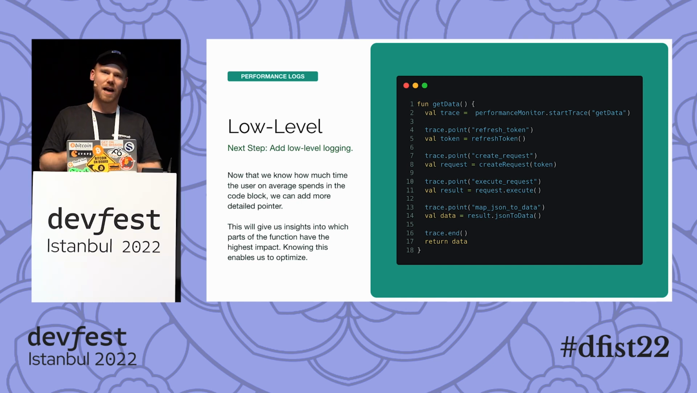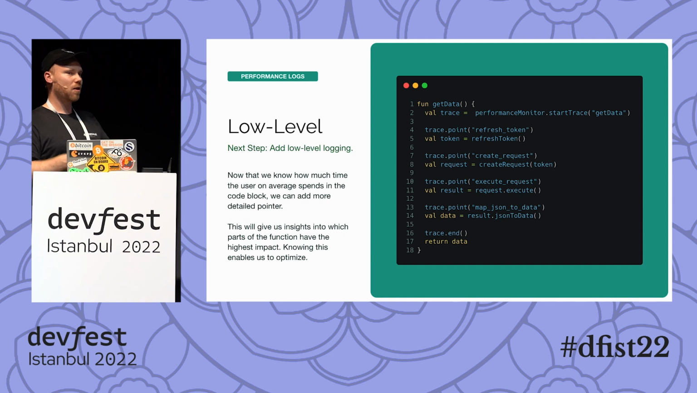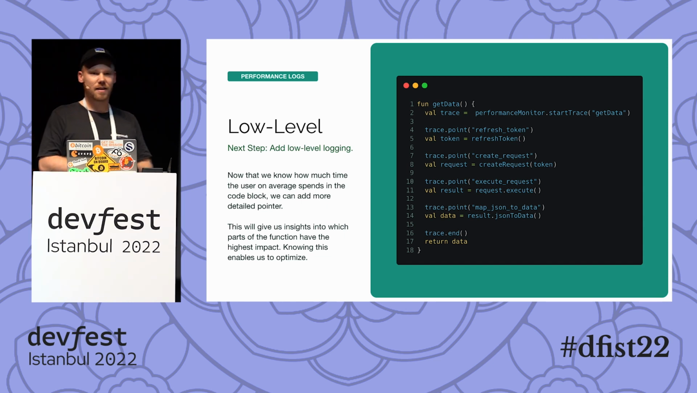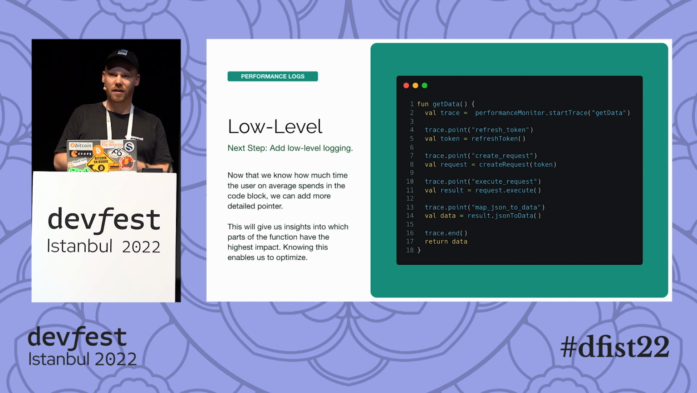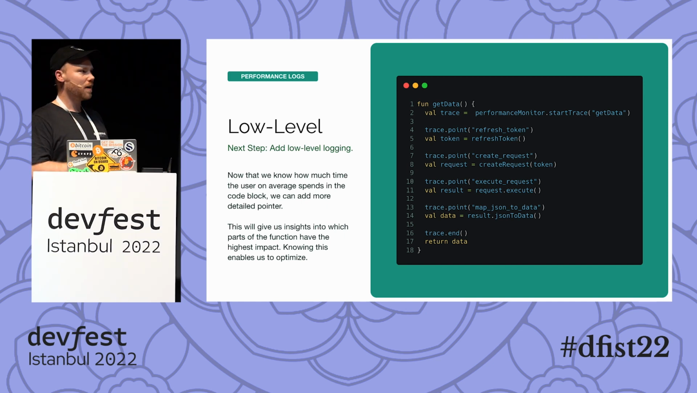To do this, we have to dive in a bit deeper and we need to add low-level traces. What this means is we will go into the get data function. We are no longer creating the trace at the call side, but we are doing it in the method itself. And for each of these steps, we add a point to our trace. Again, this depends on the framework that you're using. So it's just an example, but most of them will offer a similar functionality. So in this case, I'm adding a point before refreshing the token, before creating the request, before executing the request, and then before mapping the JSON to our data object.